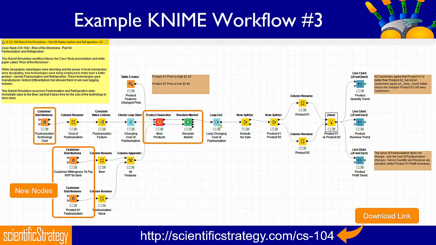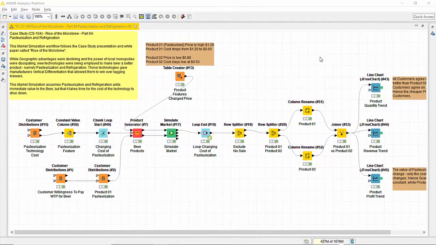We have a third KNIME workflow illustrating this market dynamic. As before, if you want to download this KNIME workflow and use it offline in your own KNIME Analytics Platform, you can do so by following the download link. When we switch to KNIME, we can simulate this growth and consolidation phase with actually what is a very simple workflow. The nodes that we used from part 2 are pretty much the same as the ones we use here.